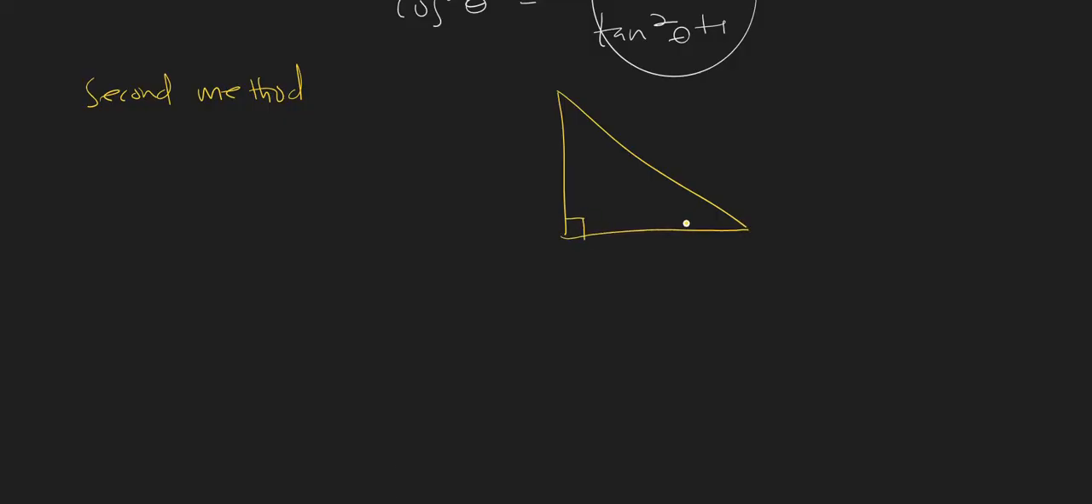This is our right angle. We can put in our theta here. So we can let the opposite side be x. We can let the adjacent be 1. And this should be the hypotenuse. We can call that one r.